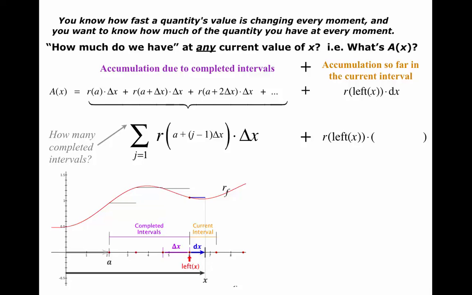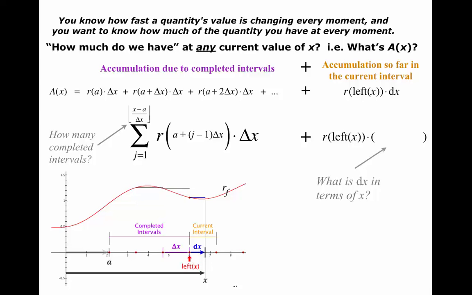It's the floor function of (x minus a) over delta x. Right. Joseph, you're loved. Okay, awesome. And then the next thing is, we don't want to have dx. We want this to be solely a function of x. So we need to rewrite dx in terms of x.